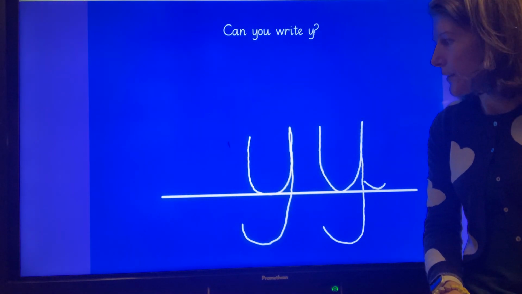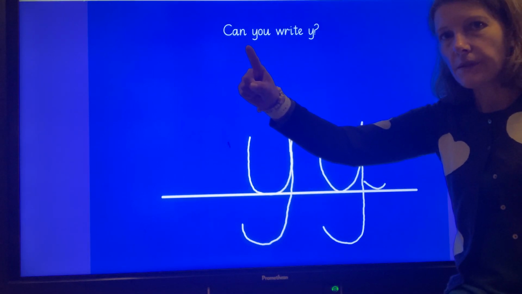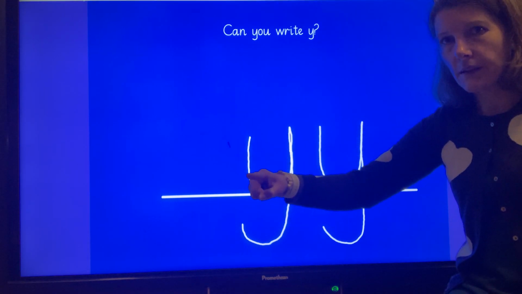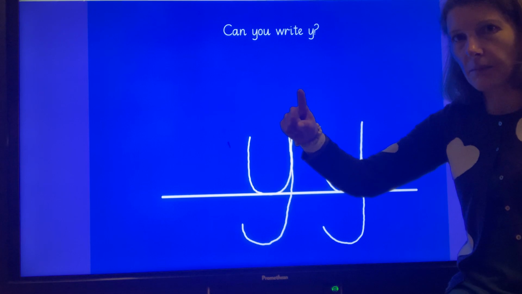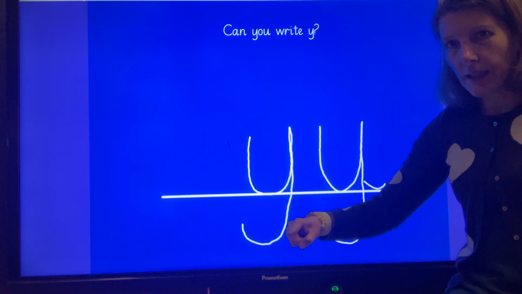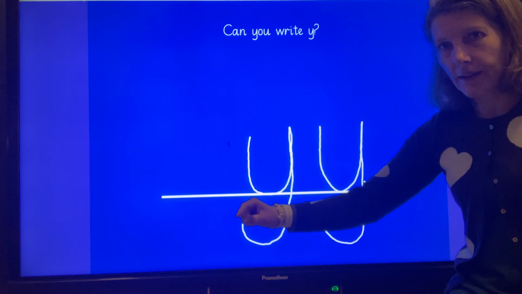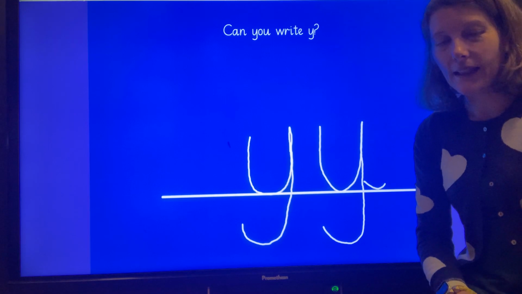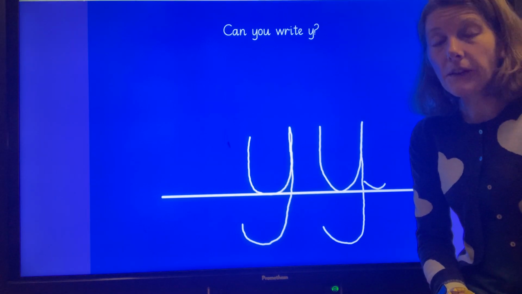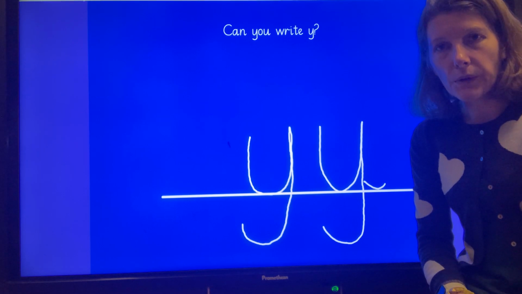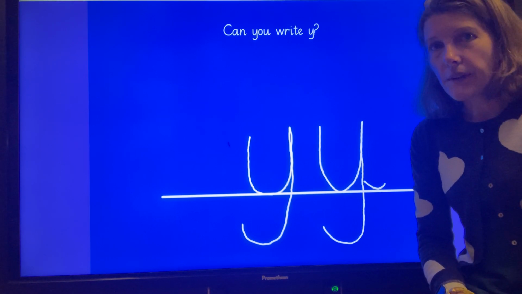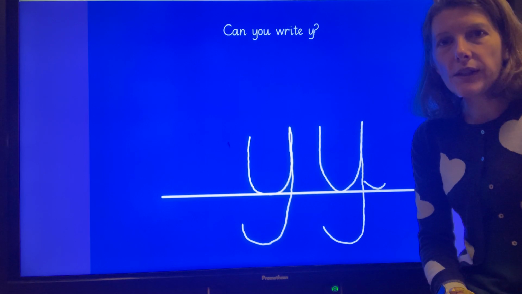Let's try doing it in the air first of all. We're going to go down to the line, around and up, down, and curl it underneath. Fantastic. If you feel confident in doing that, please write it on your board or on your paper. If you think you need a little bit more practice, this is a good time to do it.